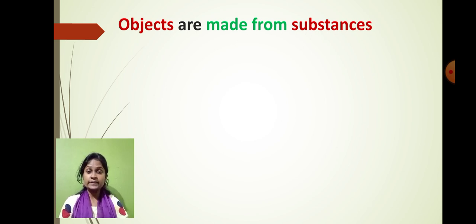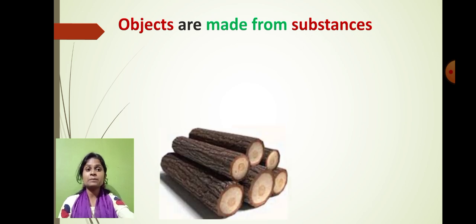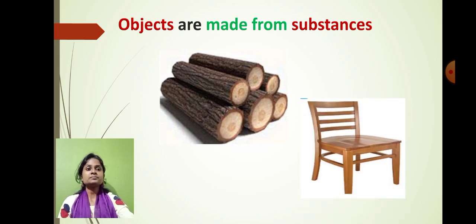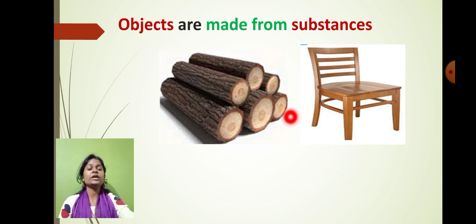So now, did you understand the difference between the object and the substance? Let me give you one example once again. Can you see the wooden material? Now tell me, will wood come under the object category or the substance category? Yes, wood will come under the substance category. Now, by using the wooden material, we have made the chair. So this chair is made by using wood. So the chair will come under which category?